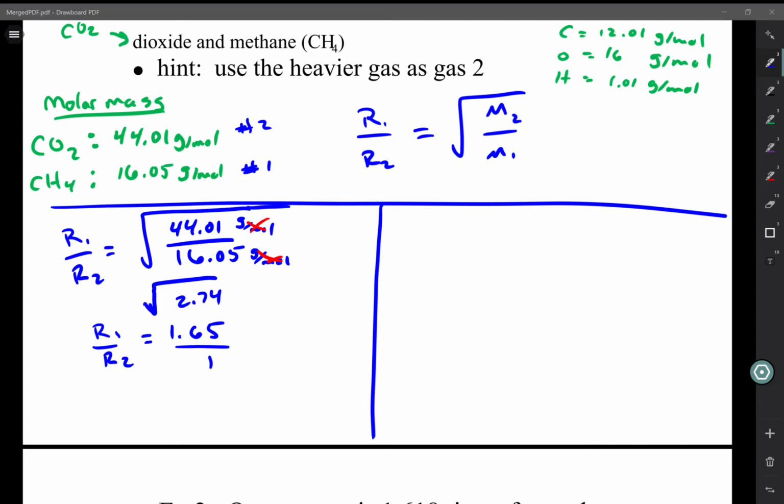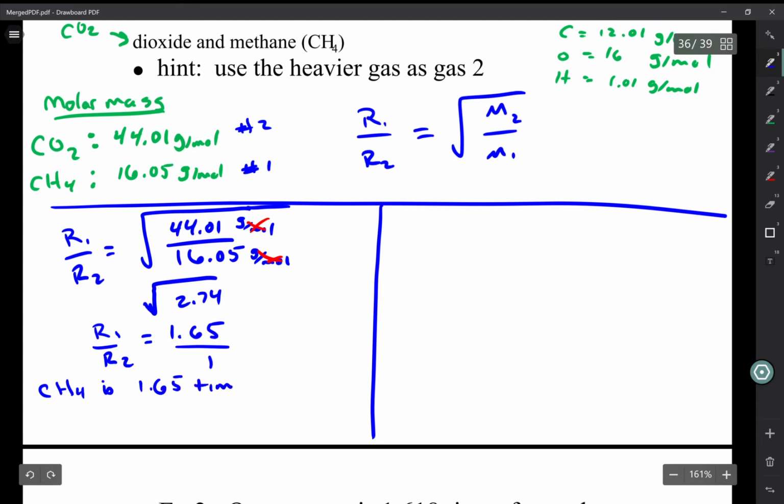The way we read that is, remember which one's the fastest? Yes, CH4. So we say methane, or CH4, is 1.65 times faster than CO2, than carbon dioxide. So that's a ratio, 1.65 times to 1 time. Or if you have a set amount of time, however long it takes for CH4 to go 1.65 meters, CO2 will travel just 1 meter. So that's your ratio of rates.